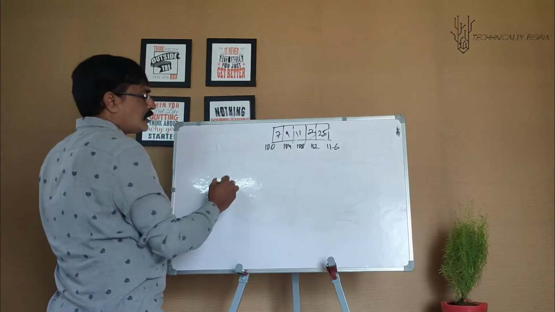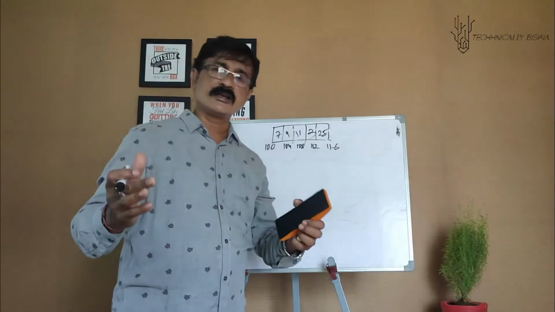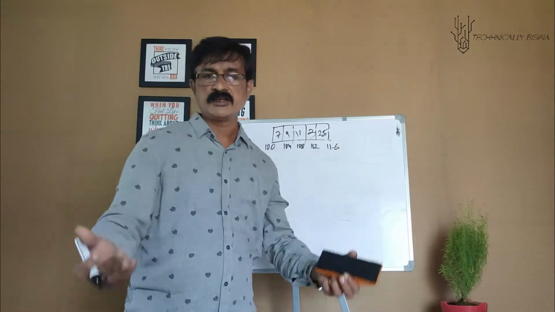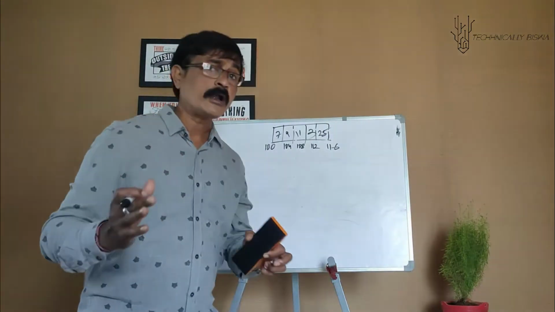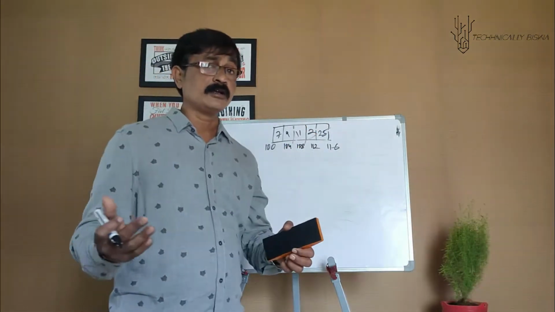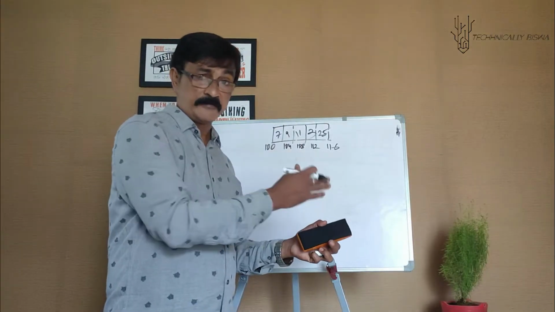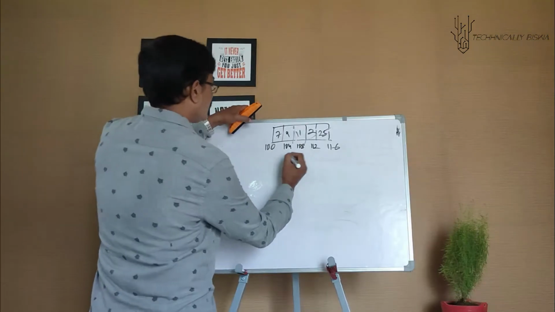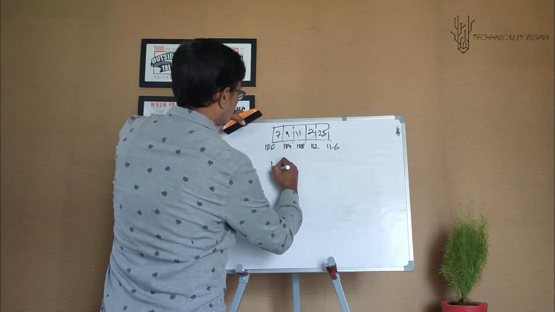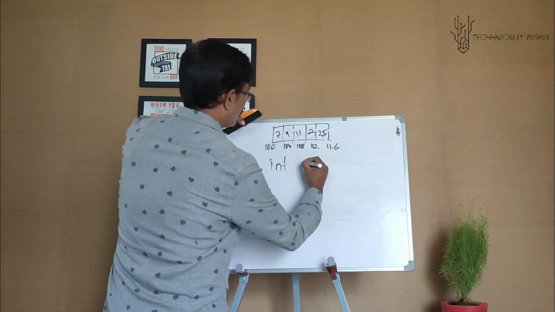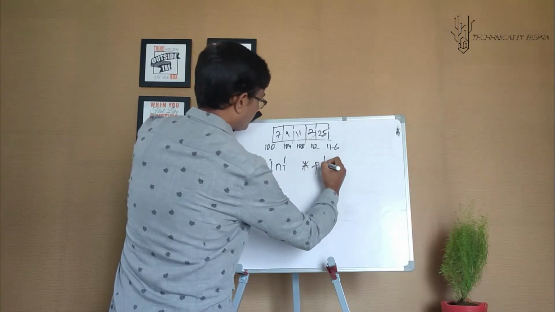Now we saw the limitation of the array name, and with this limitation we have to work. But what if I use a pointer which can be incremented and decremented with that array? Got it? Let's say this is the array and I go for this: integer asterisk ptr.